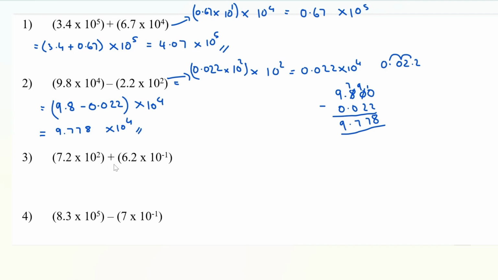For 3 we're adding, so let's go ahead and rewrite this bracket. Now there is going to be a change of 3 decimal places, as we are going from 10 to the power of minus 1 to 10 to the power of 2. So we will be going from minus 1 to 0, 1, and then 2. So that's 3 decimal places. So if we rewrite this, this by 10 to the power of 3. And we're going to go 3 decimal places to the left. So 6.2, 1, 2, 3.